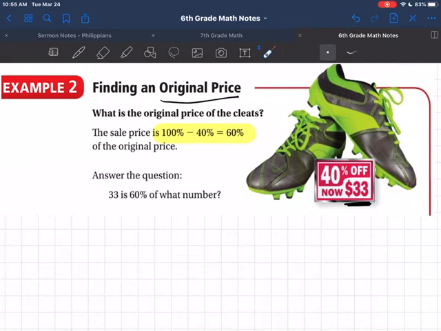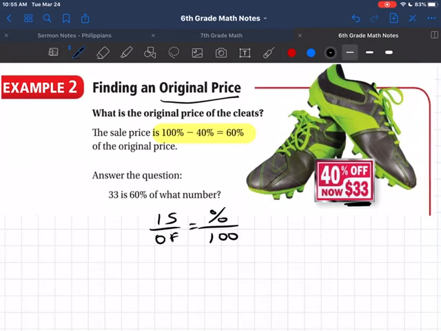So basically all you're going to do is find 33 is 60%, which is what you get when you subtracted it. 33 is 60% of what number? So let's use our percent proportion. So is over of equals percent over 100. Remember this from the beginning.